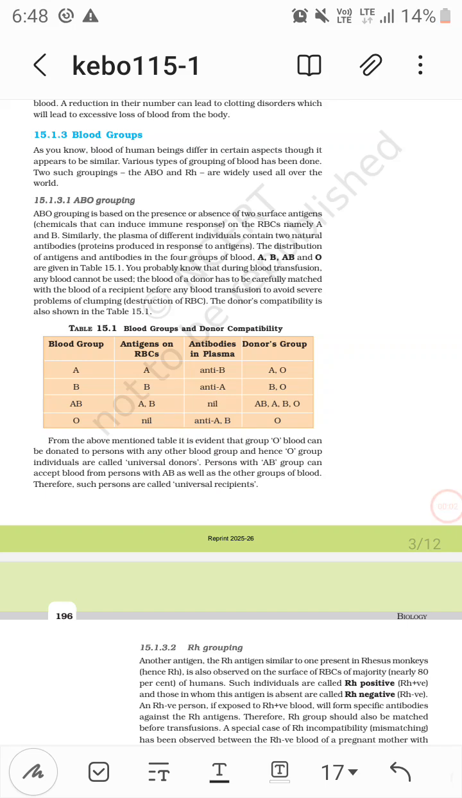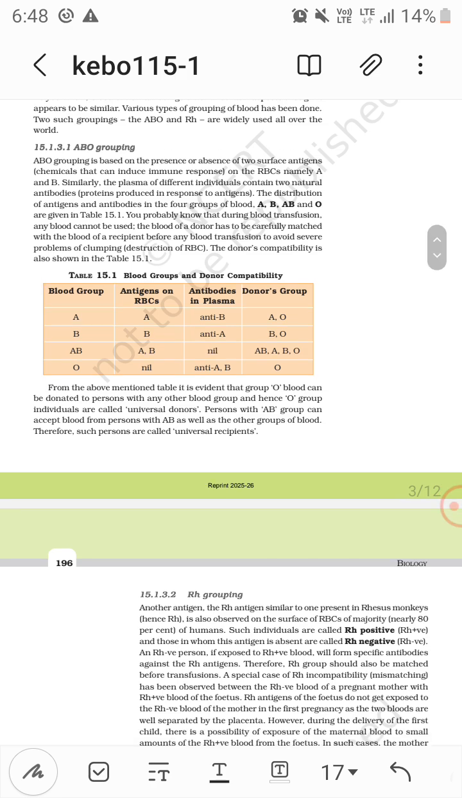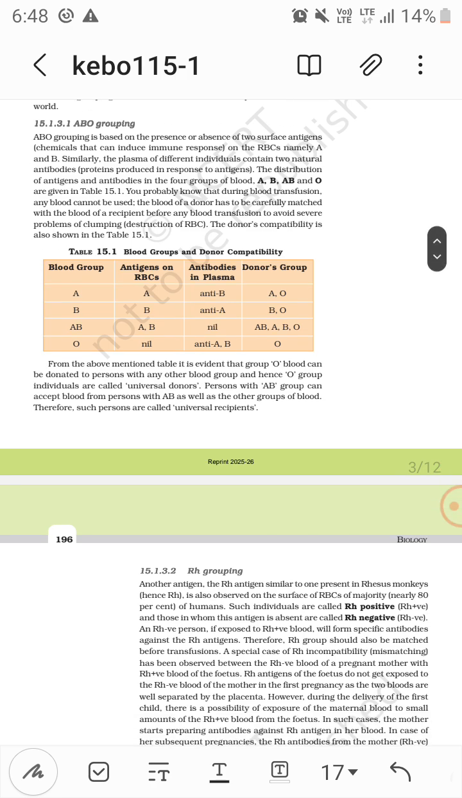So in body fluid and circulation, there are ABO blood grouping and Rh grouping present in humans. Now in ABO blood grouping, A has A antigen on the RBC surface and anti-B antibody is present in the plasma, and B has B antigen on the surface. Antigen, what is antigen? It is a substance that induces immune responses, right?